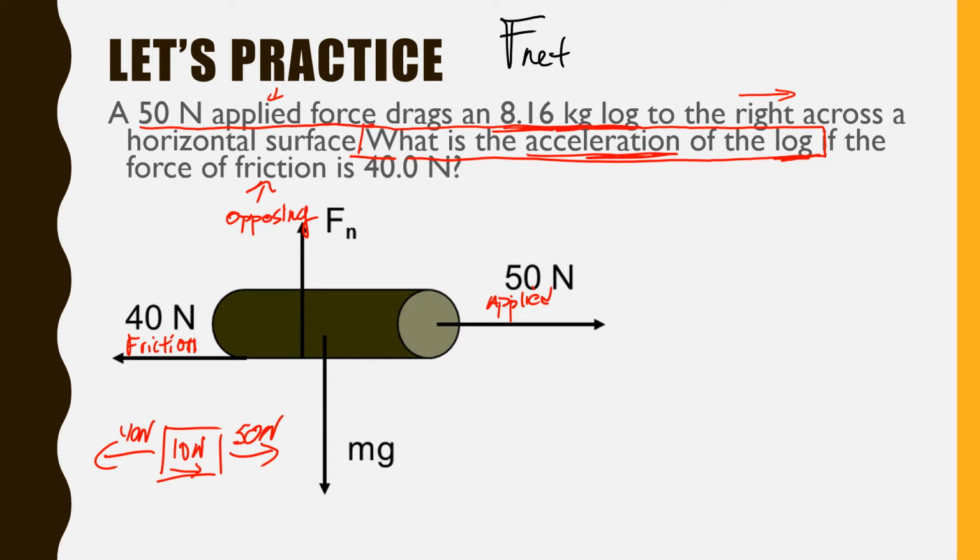So we're going to go ahead and set up our formula, because we know we're looking for acceleration. Now, we're not going to be using delta V over delta T for the acceleration here. We're going to use the net force formula. Force, mass, acceleration. And I'm just going to cover up acceleration. So it's going to be acceleration is equal to force net over mass. So we're just going to plug this in. Acceleration is equal to 10 newtons divided by mass of 8.16 kilograms.